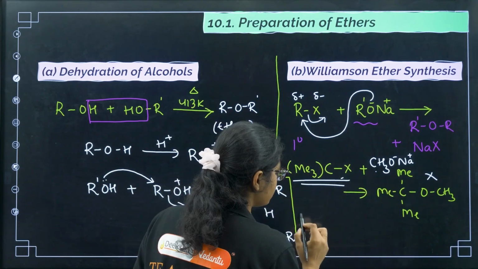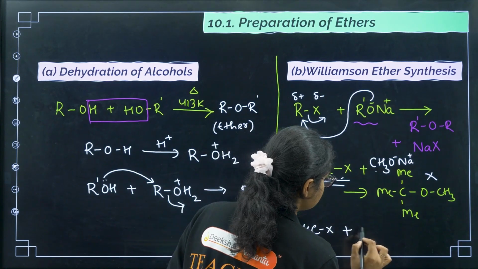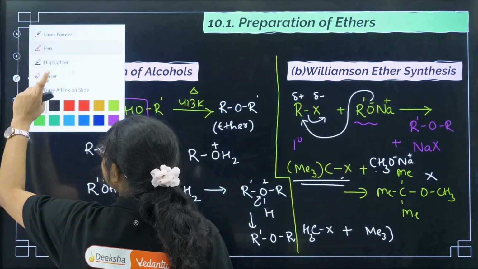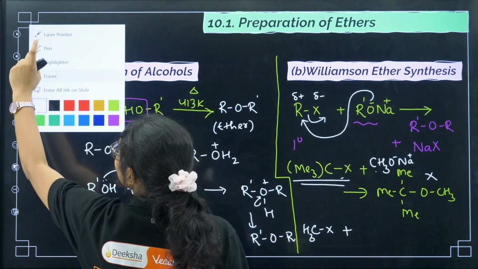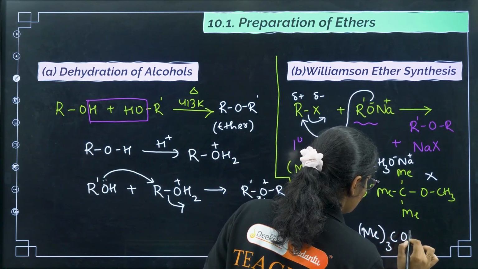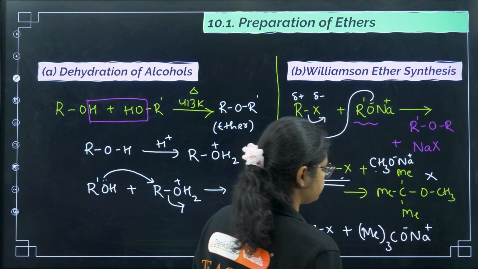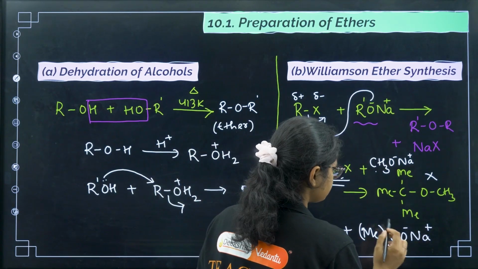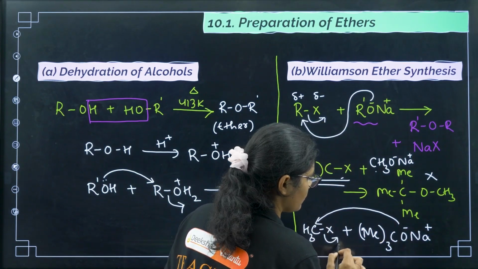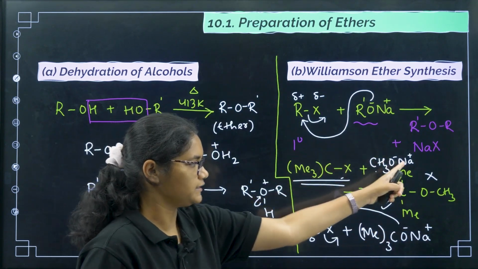So what should be the correct combination taken here? The correct combination should be CH3X plus Me3CO minus Na plus. If this is there, yeah, so now what will happen? This one will attack on this one and this one will go out and we will get the corresponding ether. Okay, but if you take the other combination, it is wrong.